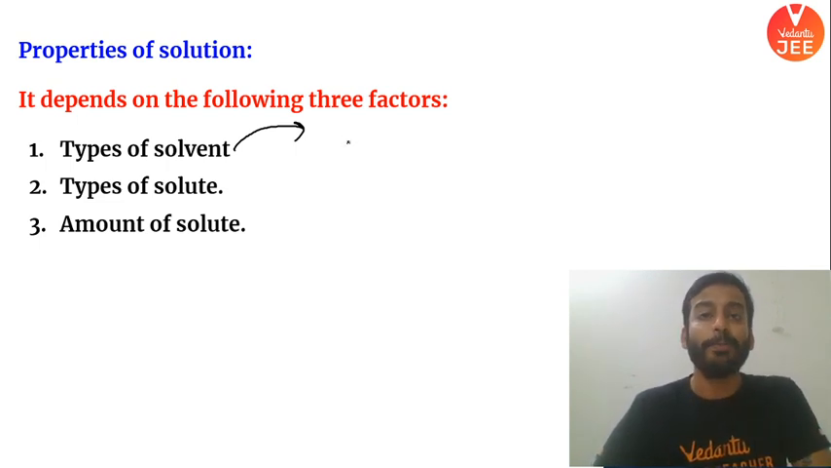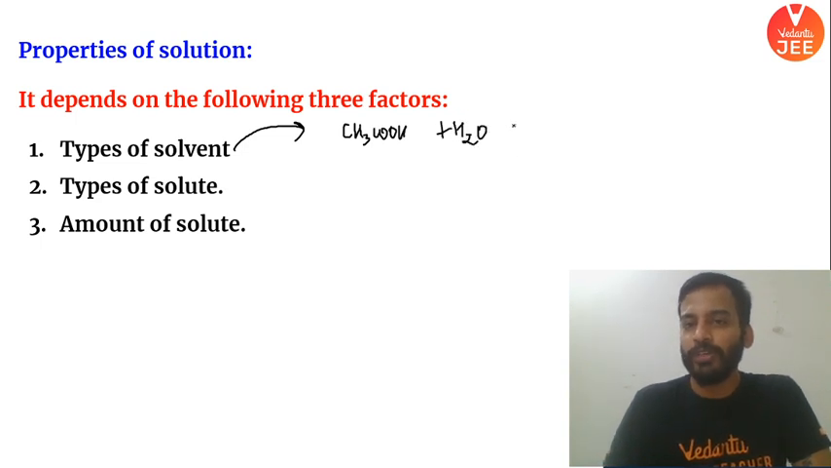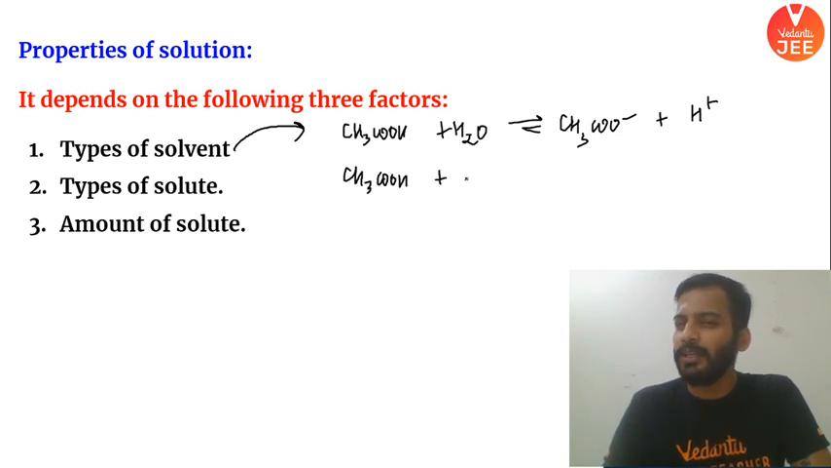First factor is type of solvent. What do I mean by that? For example, check this out. I am taking acetic acid, dissolving it in water. When you dissolve it in water, you end up getting ions, CH3COO minus plus H plus. Same acetic acid, if I take in, let's say, benzene, it will form a dimer. ये dimer बना लेता है.